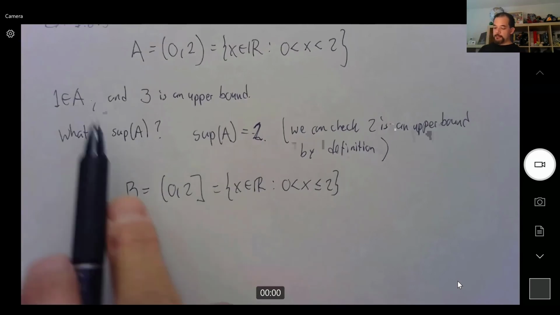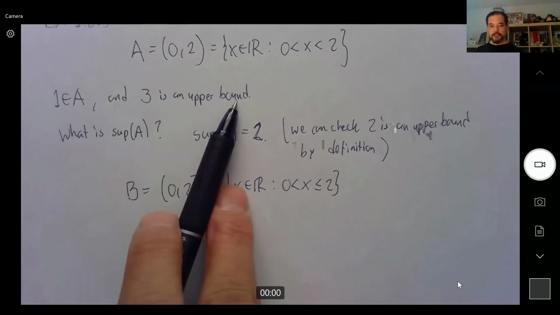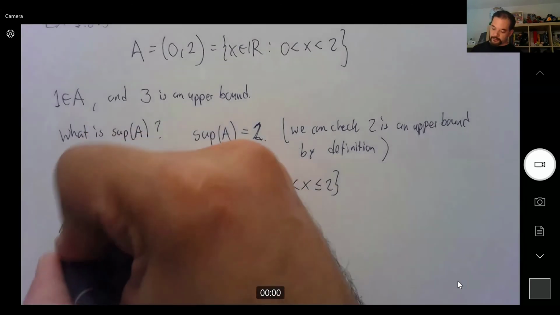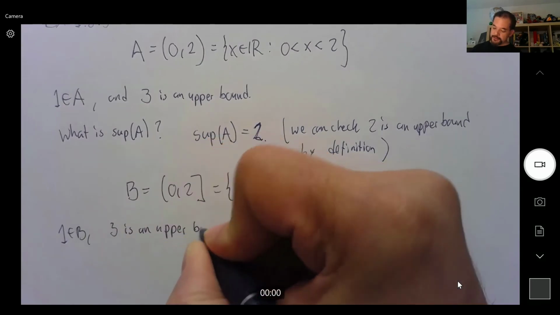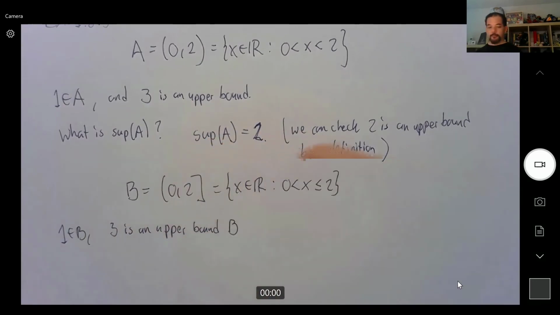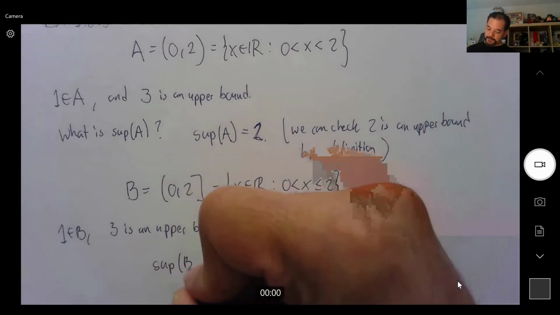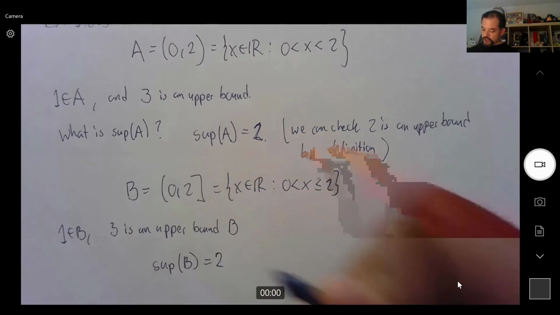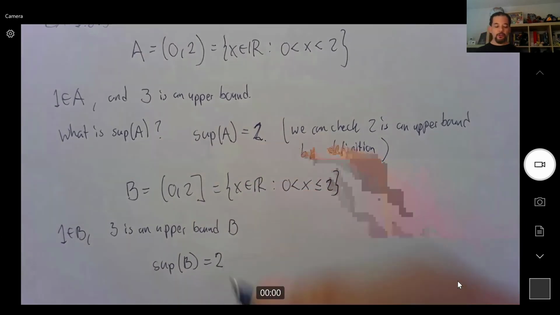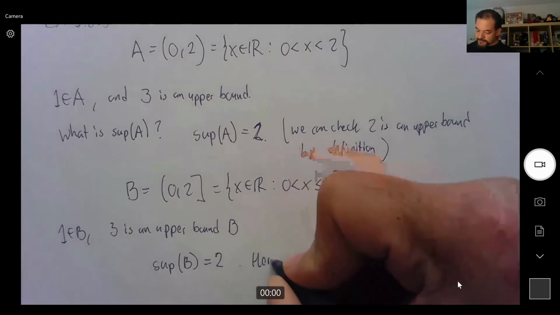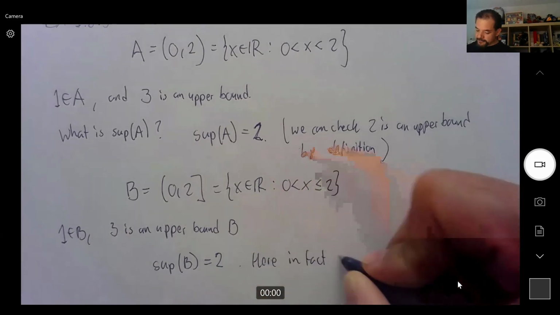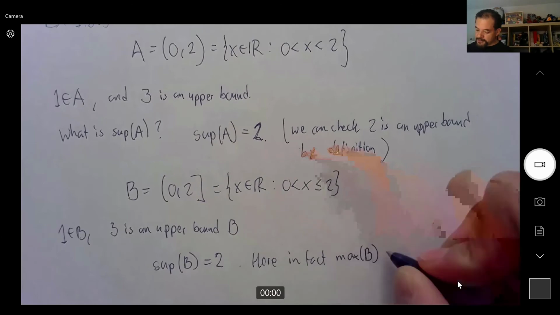Now it's the interval that is open on the left and closed on the right. And the same thing happens, right? 1 belongs to B, and 3 is an upper bound. So this set must have a supremum. What is the supremum? 2. Yeah, it's again 2. But in this case, we can check it. Why? Because this happens to be not only the supremum, but the maximum, right? In fact, the maximum of the set B is 2.